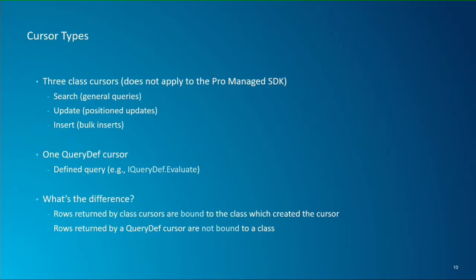Inside ArcObjects, we have 3 different class cursors that you can have. You can have SearchCursors, UpdateCursors, and InsertCursors. They're all named differently. They have different capabilities. You get to them through different ways. So we have 3 different cursor types.